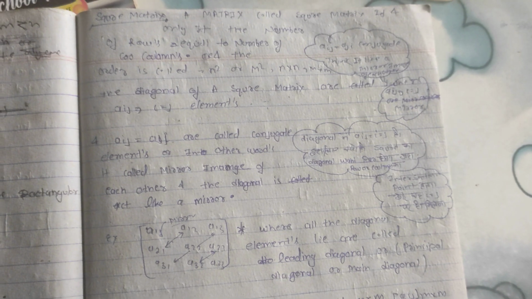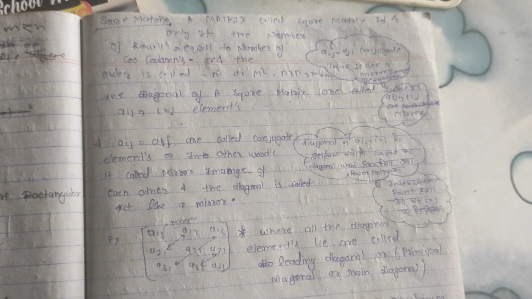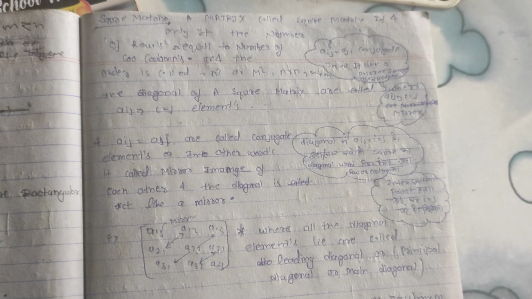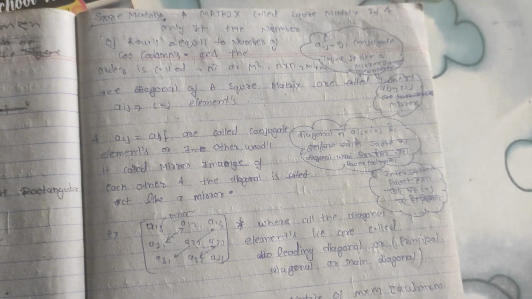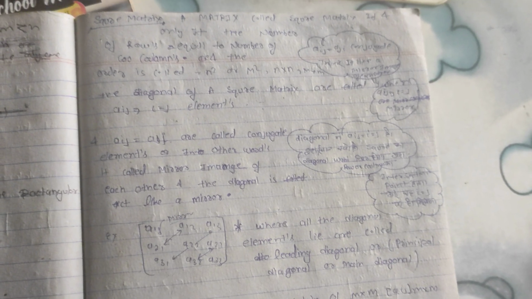And the order: because it is a square, the number of rows equals the number of columns, so we also call it n cross n, n square, m cross m. Okay, now let's talk about the conjugate elements.